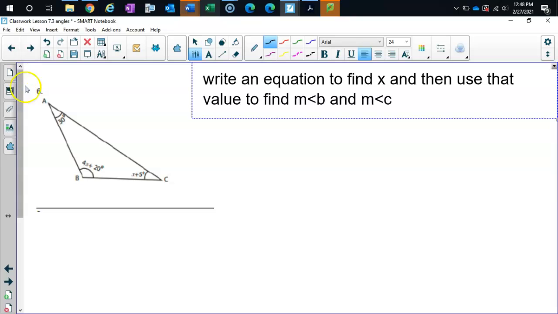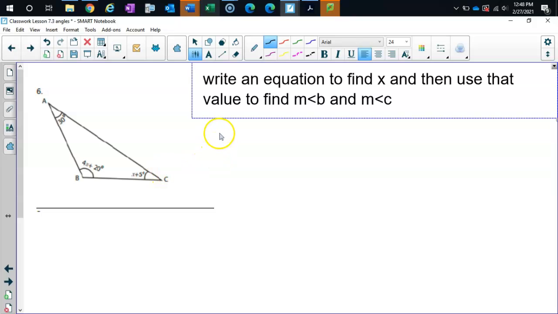Okay, number 6. First thing you need to do is write an equation to find x. And then once you find x, find the measure of angle B and the measure of angle C. So first thing I want you to do right now, find x. Go. All right, this is what you should have gotten for x. Make sure the work on your paper looks like this. If it does not, you need to fix it.